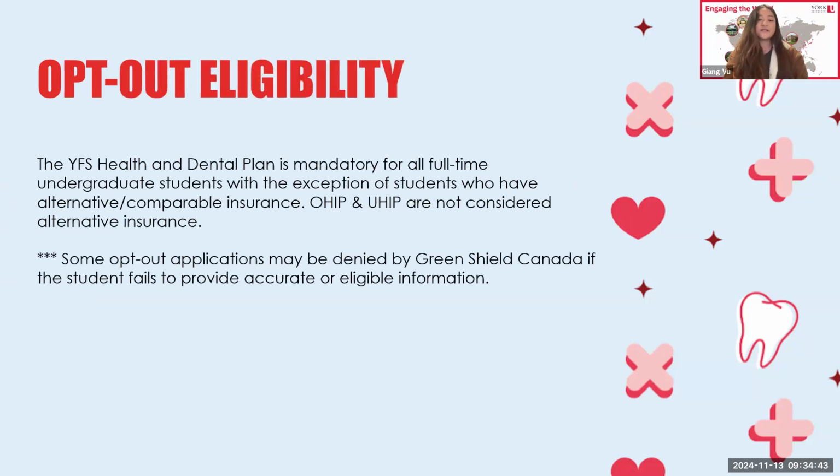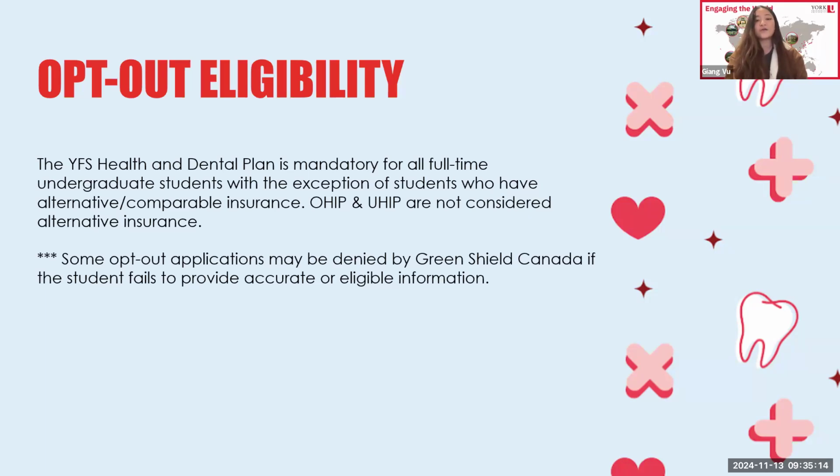It is a university policy for full-time students to be enrolled into extended coverage. So for undergraduate full-time students, the YFS Health and Dental Plan is mandatory. However, students can choose to opt out if they have alternative or comparable health insurance. They just have to fill out the opt-out application by the deadline. OHIP and UHIP are not considered alternative insurance because they have different coverage from the YFS Health and Dental Plan, which I will be talking about later.